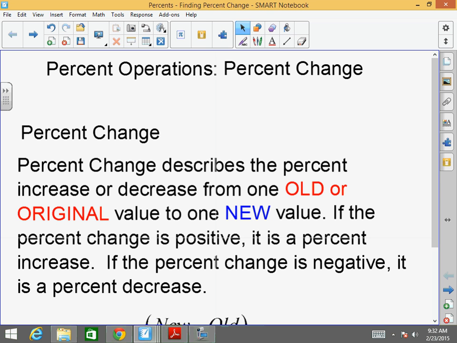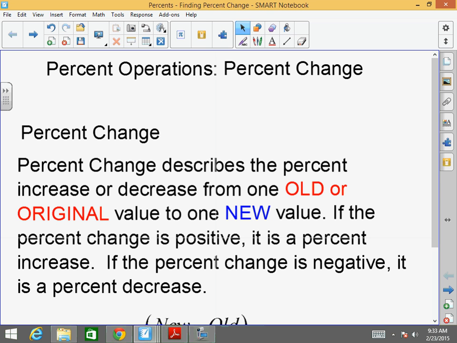Companies use this all the time, okay, to see how much better or worse they are doing. Let's say that in 2013, they made $5 million. But in 2014, they made $3,500,000. There's a percent decrease there.